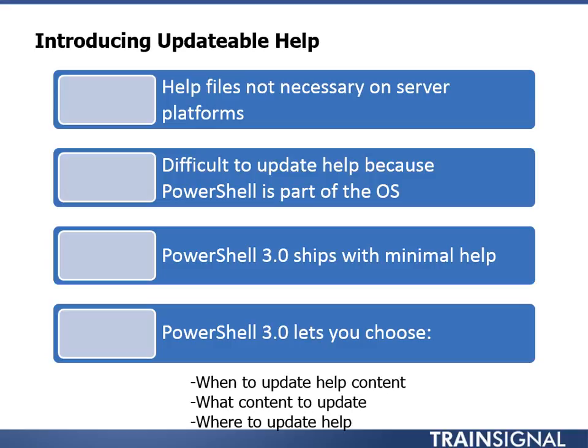And you can also decide where to update help. By default, you can download help from Microsoft, but I'm going to show you here in a moment where you can save help, and maybe you want to update help from a local source in your environment. So you don't have to have 100 machines all going out to Microsoft. You can get your help locally. So that's this concept of updatable help.